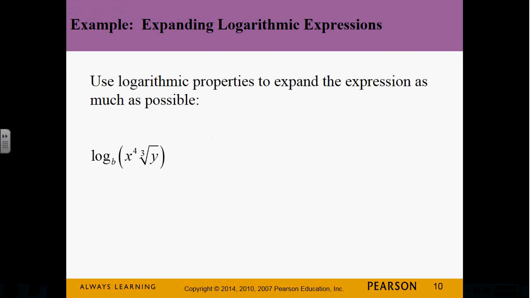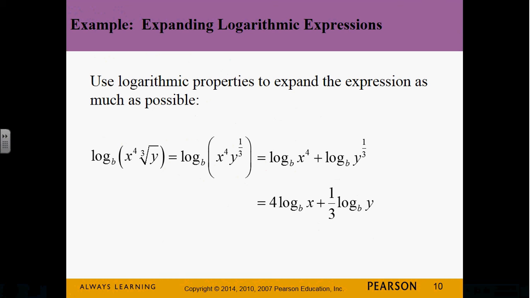So let's use logarithmic properties to expand this out as much as possible. We have multiple things being multiplied together, right? First thing we want to do is rewrite everything so that they have exponents. We don't want to leave anything as a radical. So I'm going to rewrite it as log base b of x to the 4th, y to the 1/3. Now this is a product. I can't use my power rule yet because they don't have a common exponent. But since it is a product, I can rewrite it as the sum of those two things. Now each one independently has its own power rule. Pull the 4 out of the first one and 1/3 out of the second one. So I get 4 log base b of x plus 1/3 log base b of y.